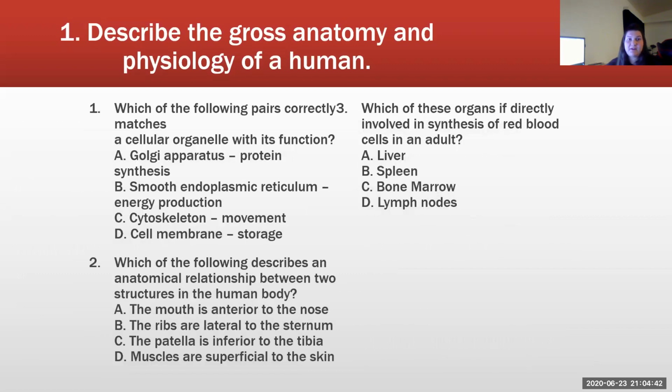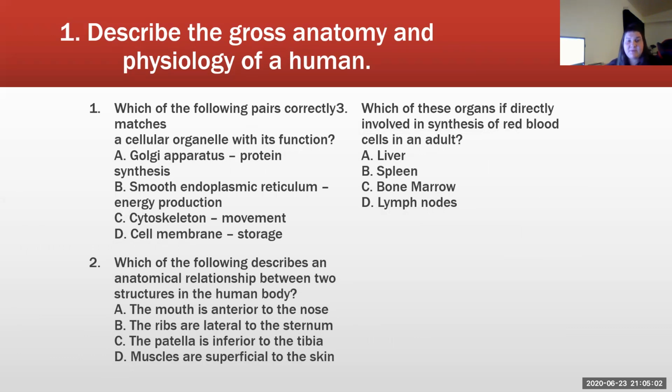Which of the following pairs correctly matches a cellular organelle with its function? A, Golgi apparatus with protein synthesis. B, smooth endoplasmic reticulum with energy production. C, cytoskeleton with movement. D, cell membrane with storage. Okay, so let's hash this out.